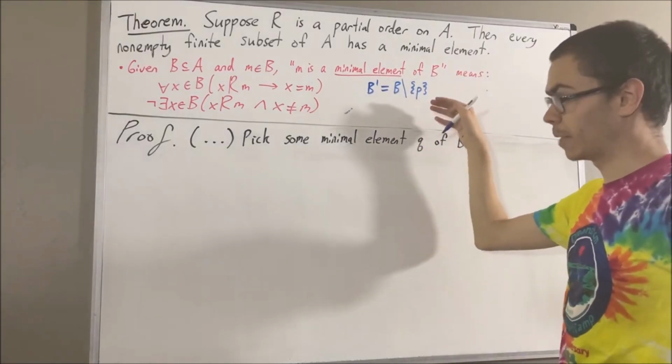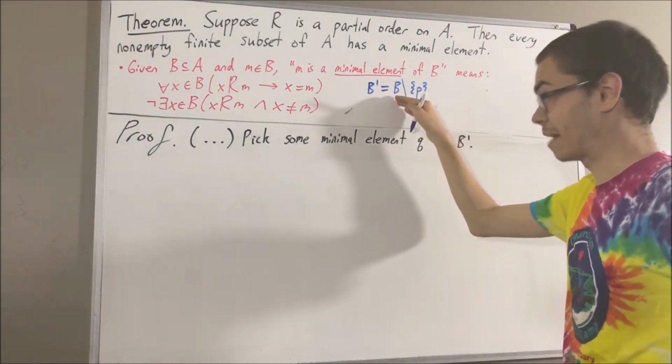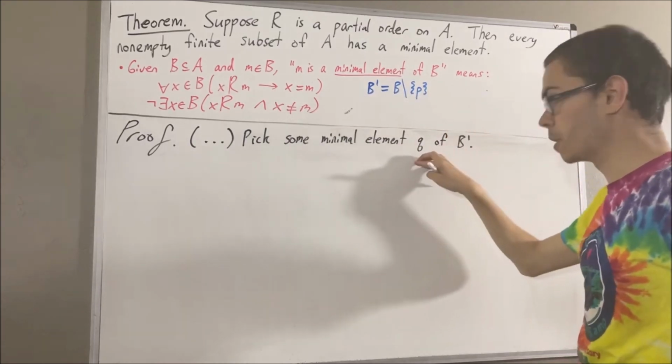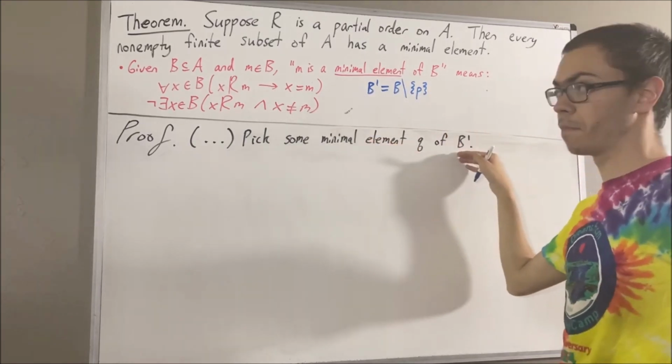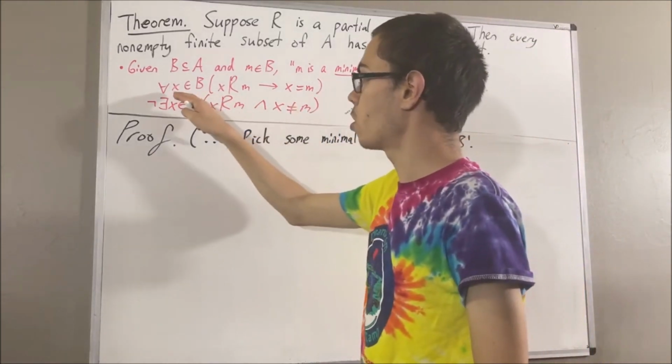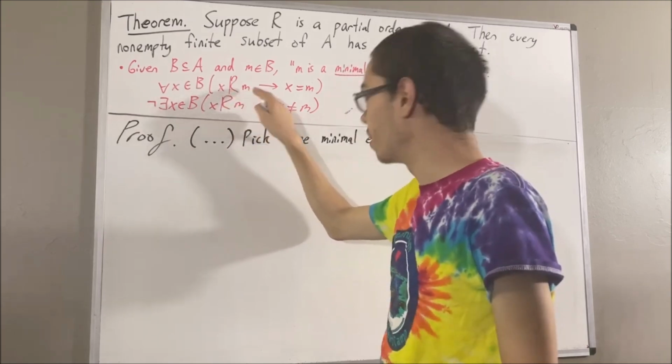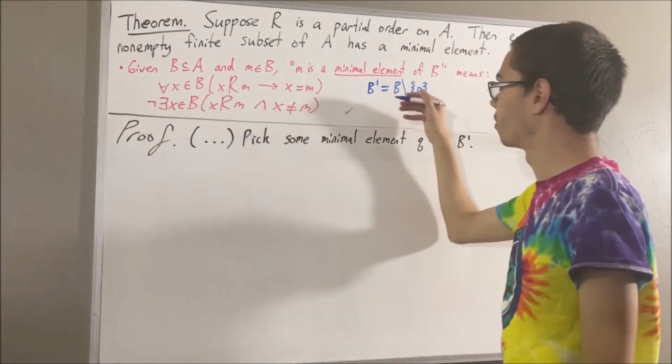It's going to be important to keep in mind that B prime is equal to B set minus P. And also, what does it mean for Q to be a minimal element of B prime? It means that for all x in B prime, if xRQ, then x is equal to Q.